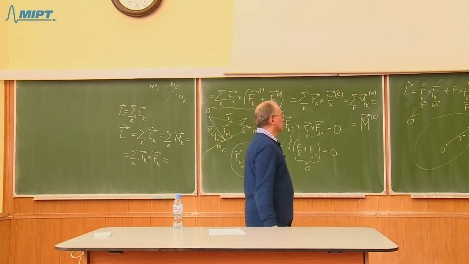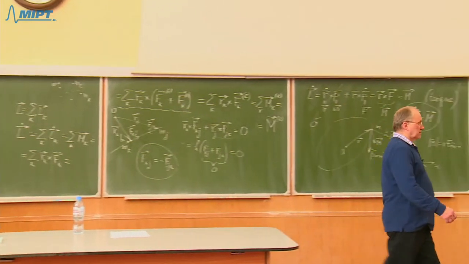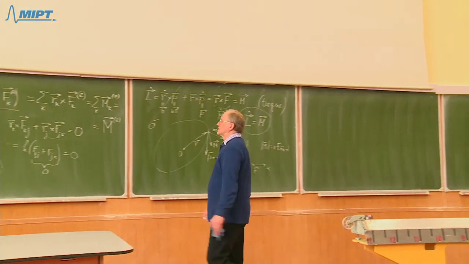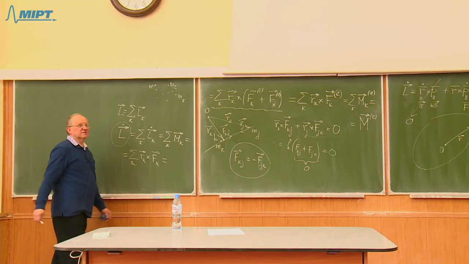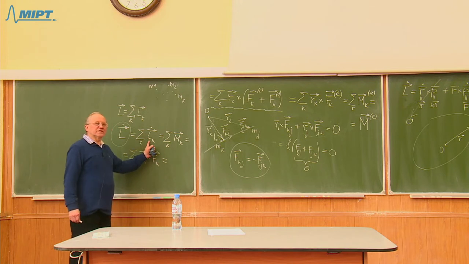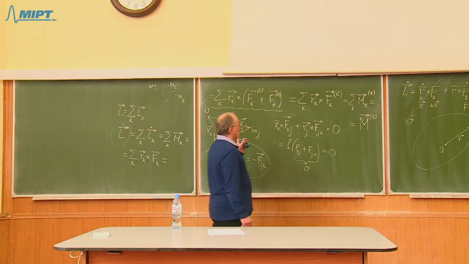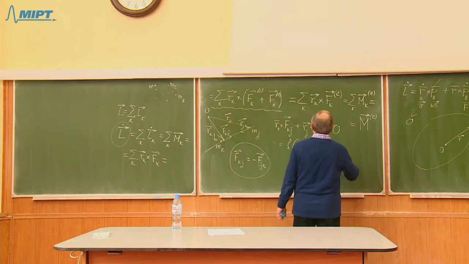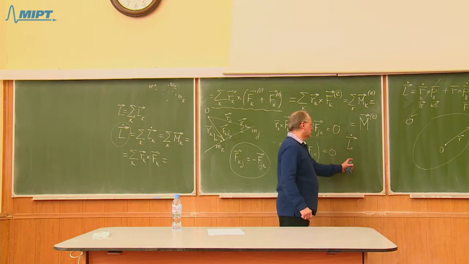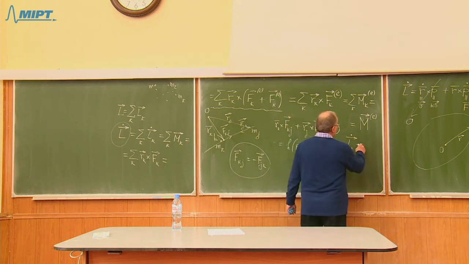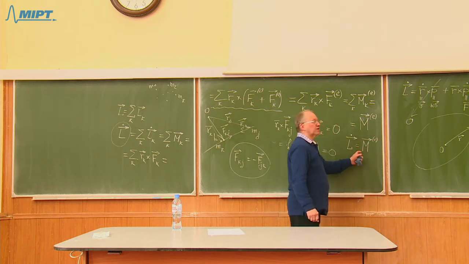So we continue after this short interval. What we have proven is that when we consider a system of particles, not a single particle, but a system, then by definition, the angular momentum of the system of particles is the vector sum of all the angular momenta of individual particles. And considering this vector sum, we arrived at this result that the time derivative of total angular momentum of the system of particles equals the total torque of external forces acting on different particles of the system.